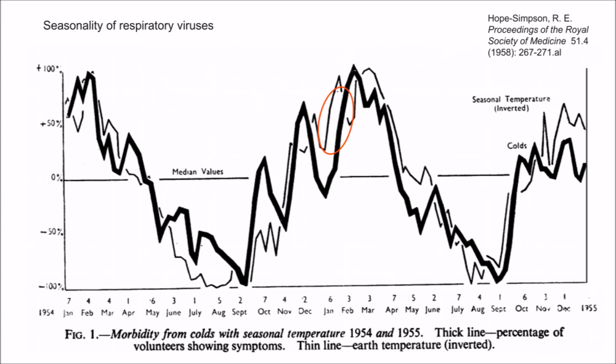Now, if you compare the temperature at Christmas that year with the temperature at the end of March, the temperature was about the same. But at Christmas, the number of people with symptoms was increasing very rapidly, whereas by the end of March, it was falling off very quickly. Now, I suggest this is partly explained by a harvesting effect, which I'll come to later, but also partly by a change in the virus.